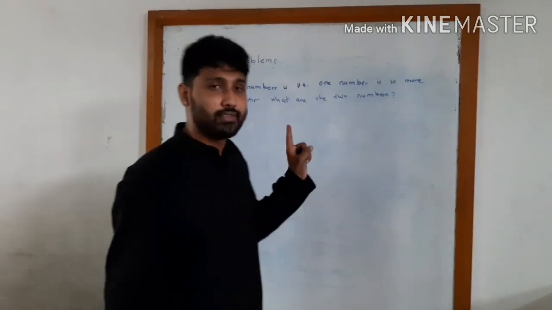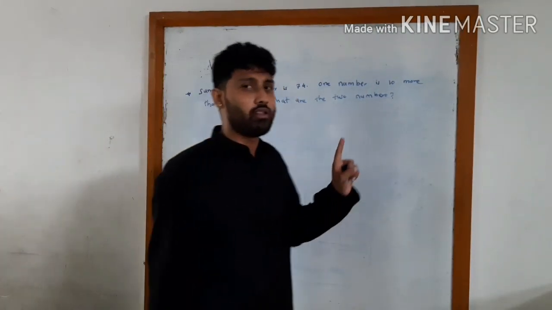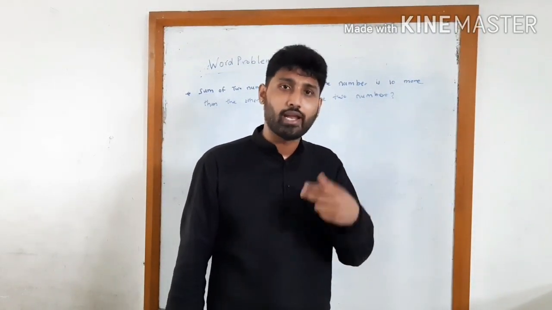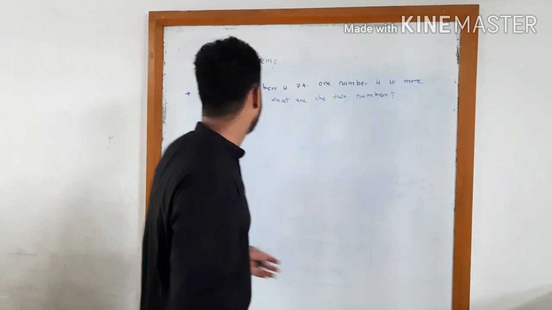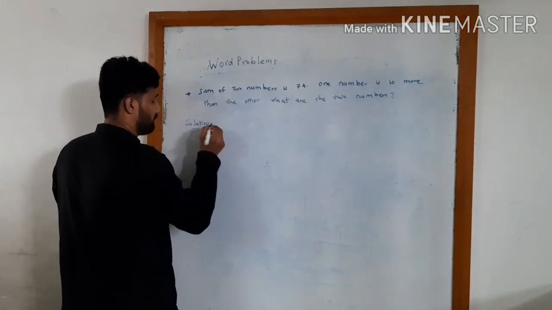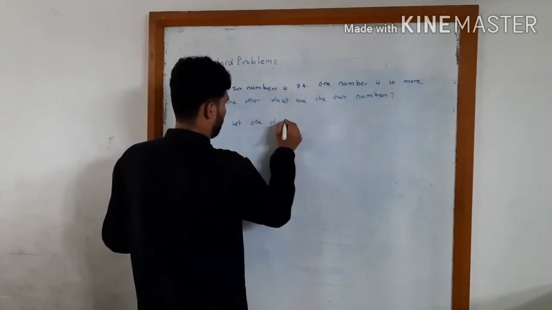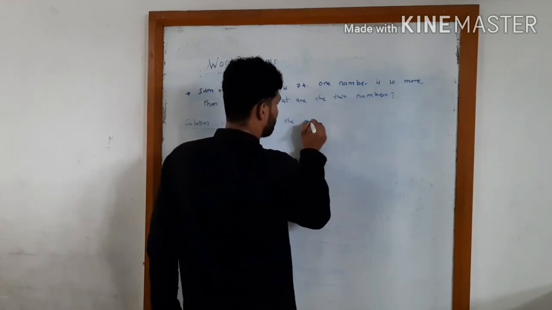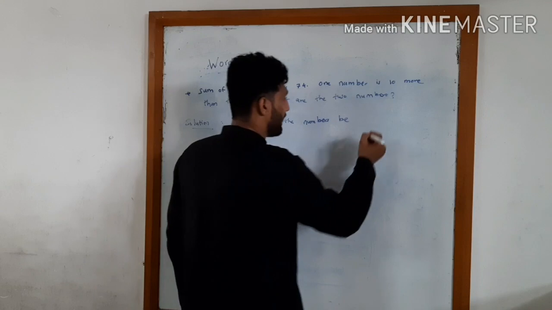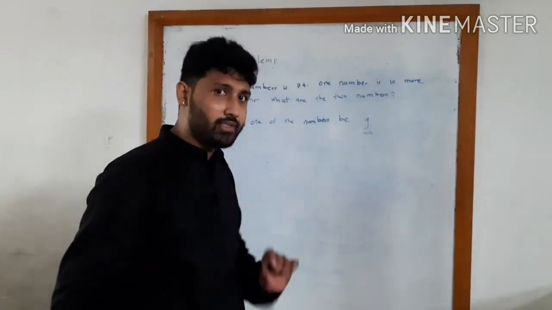The sum of two numbers is 74. One number is 10 more than the other. What are the two numbers? So first we'll find out how can we represent the two numbers. So solution. Let one of the numbers be y. So one number is y.